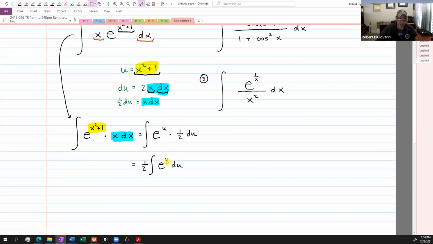Okay, so now what's the antiderivative of e to the u? E to the u, itself, right? The antiderivative is itself. So we have e to the u plus c. Again, from earlier in this class, we have to remember that the derivative of e to the x is itself, so the antiderivative of e to the x should be itself. In this case, we're using u and not x. And then the last thing is to replace u with what it was, and u was x squared plus 1, plus c.